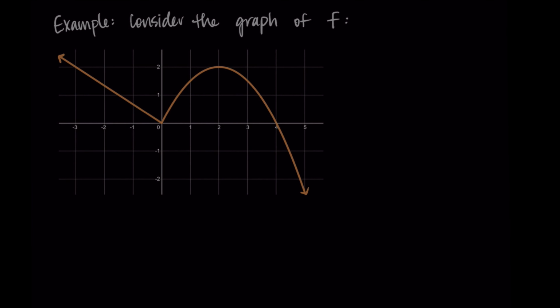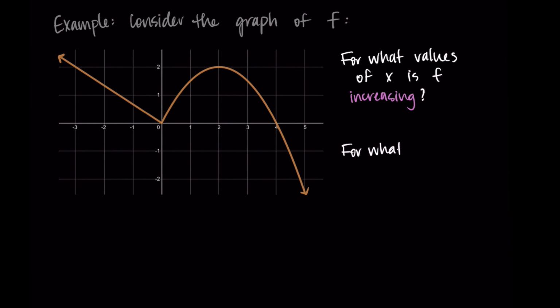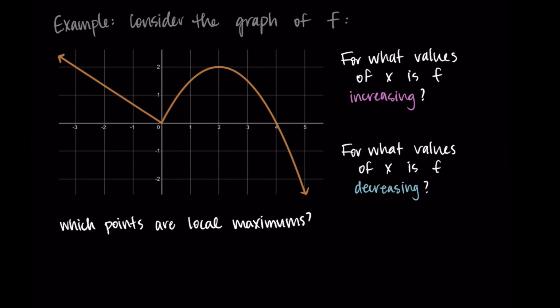All right, so we have increasing and decreasing, and we have local minimums and local maximums. Let's try this on an example. Let's consider the graph of f, and I'll put it here. You'll notice that f is a function since it passes the vertical line test, and we're just going to answer some questions about it. So for what values of x is f increasing? For what values of x is f decreasing? Which points are local maximums, and which points are local minimums?